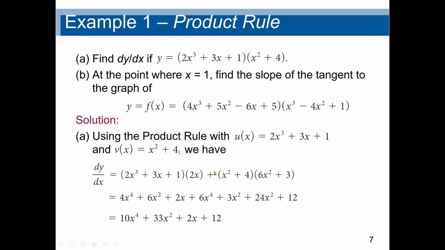So we're adding, this is the addition sign. We are adding the two terms together. We find the derivative of the second, multiply with the first. Then we find the derivative of the first, multiply with the second. Then we add the two together. So here we just combine the like terms, and that's the solution.